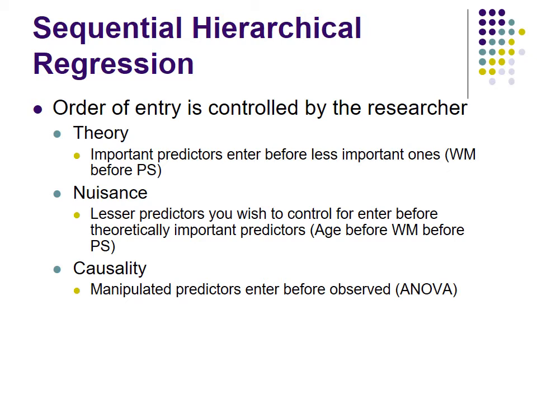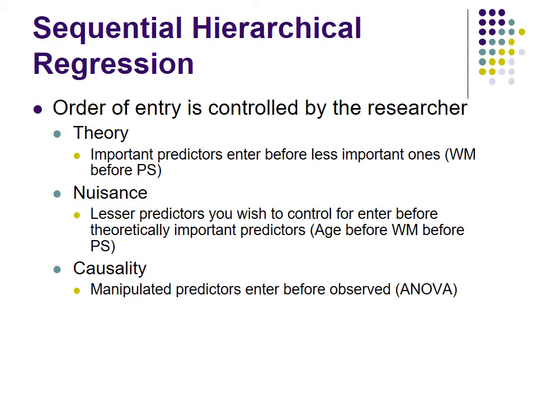It can be driven by theory, important predictors enter before less important ones, and it also can be driven by practical applications. Like I mentioned, you have an organization that already has a particular predictor that they're not planning to get rid of, and you know that's the base that you're going to build on, but you're trying to convince them to maybe add additional predictors. It allows us to look for nuances, lesser predictors you want to control for, covariates, things that we want to pull out, and we can also look at causality.